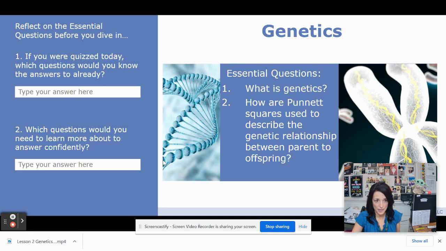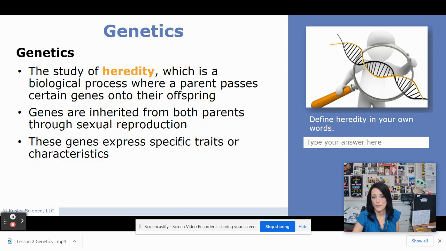So this is genetics, and as usual, you're going to start with the two essential questions. What is genetics, and how are Punnett squares used to describe the genetic relationship between parents to offspring? And if you were quizzed today, which one of these would you already know, and which question would you need more help with? And you can just put the number there.